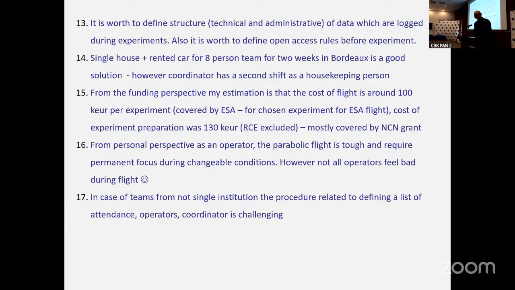From the funding perspective, this is my estimation of the cost. I think ESA paid around €1 per experiment. I tried to recover these numbers from the delegation, but without success. And the cost of the preparation of the experiment is, in our case, around €130, assuming that the RCE, of course, was developed as a separate contract.